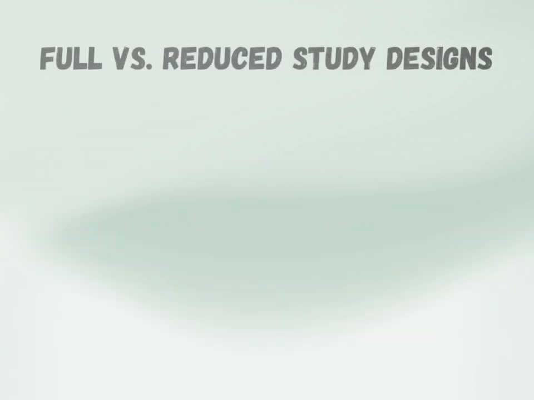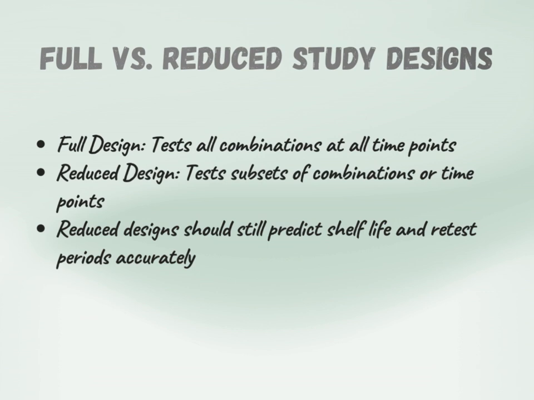Let's briefly compare full and reduced designs. In a full stability study design, every combination of product variables, such as strength, container size, and batch, is tested at every designated time point. While comprehensive, this approach can become resource-intensive, particularly for complex products. Reduced designs, including bracketing and matrixing, allow us to limit the number of tests by selecting representative samples or time points, provided that these reduced designs still yield sufficient information to accurately predict product shelf life and retest periods.